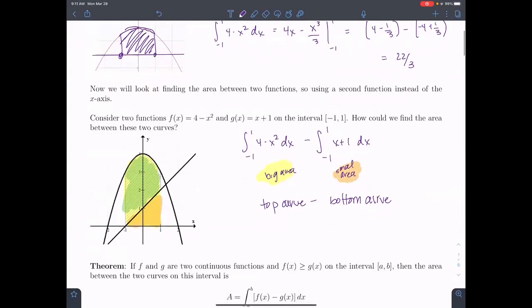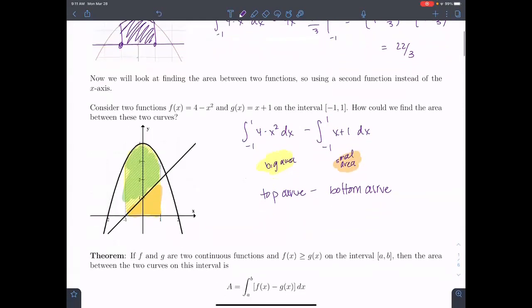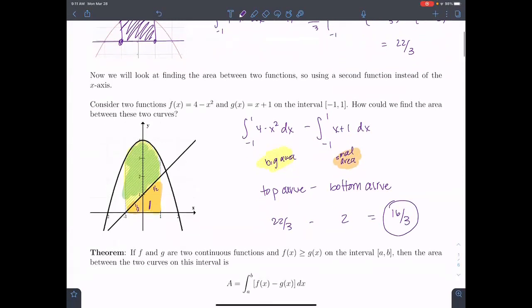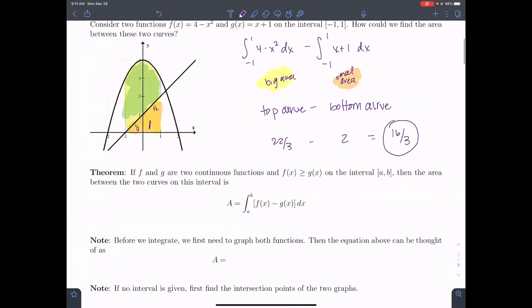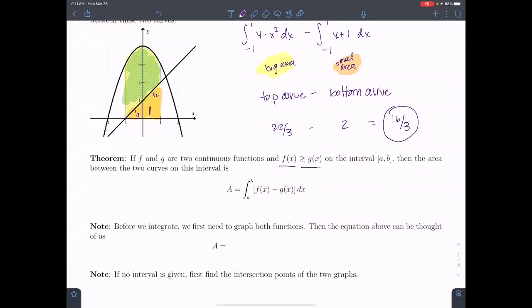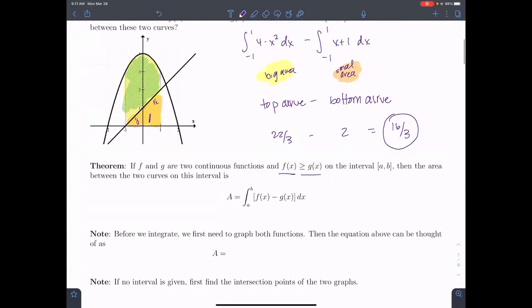And so we would expect that this is smaller than 22/3. And when you work that out, it is 16/3. But you can see this is 1, this is a half, and this is a half. So you're looking at 22/3 minus 2, which is 22/3 minus 6/3, so 16/3. So that's how you do the area between two curves. This is when the top function is bigger than the bottom function everywhere on the interval. So in this one, we're looking at f of x on top, and this is g of x. So top minus bottom.